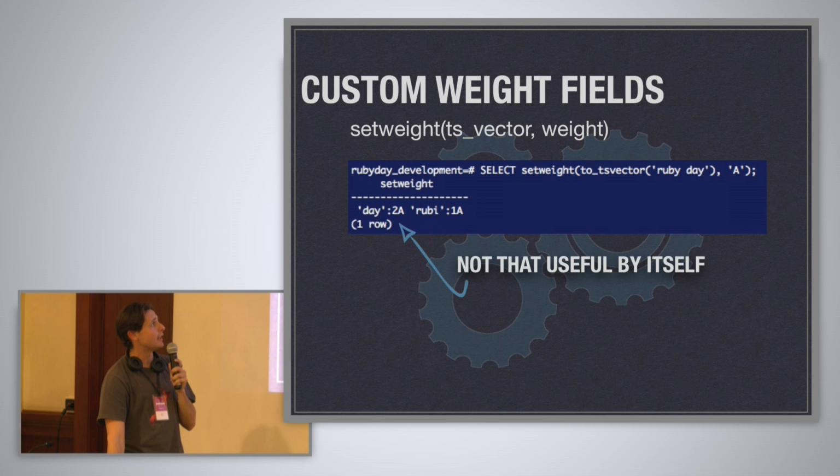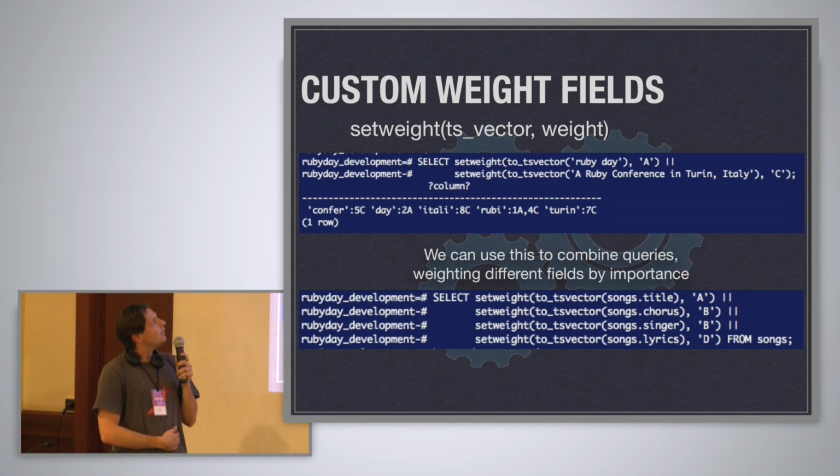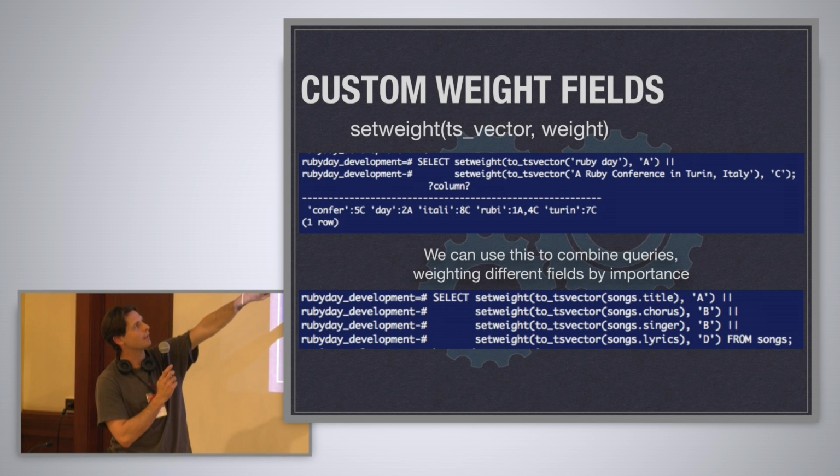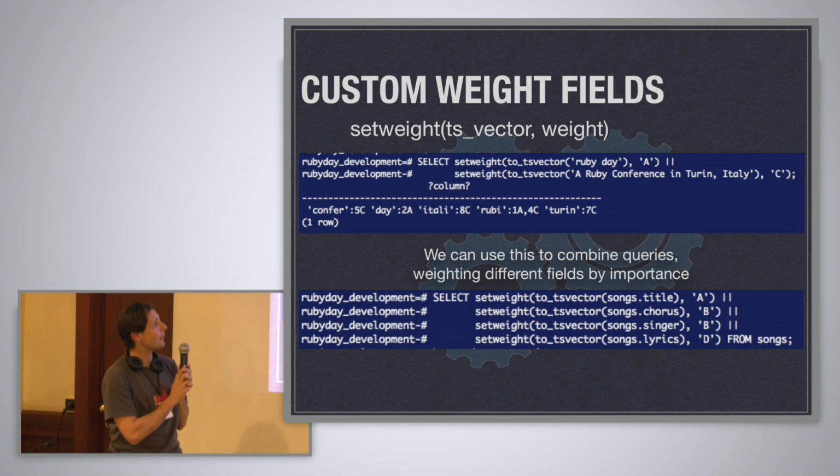And this isn't very useful by itself, of course. It really is only useful when we combine this with other vectors, which have more or less weight. So if we take our example of having a Ruby conference in Turin, Italy, and then RubyDay, this would be the title and the description up here. RubyDay would be weighted really, really heavily. Ruby conference in Turin, Italy would be weighted less heavily as a C.